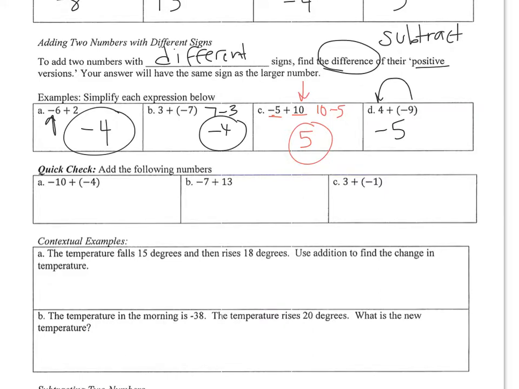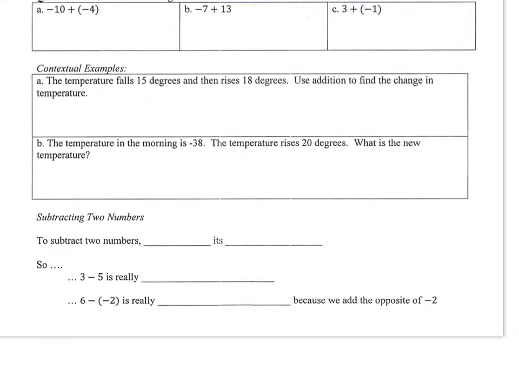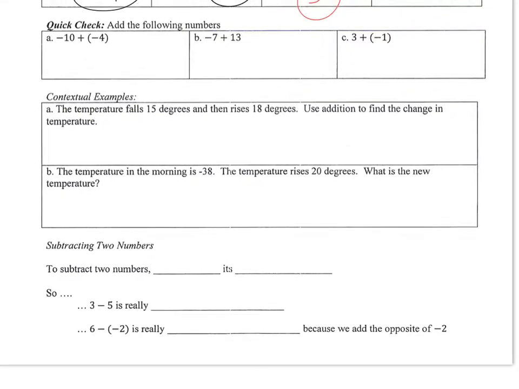So sometimes you just have to look for if they're the same sign or different signs. So -10 plus -4. A negative plus a negative is a negative. 13 minus 7 is 6, and it's going to be a positive 6. 3 minus 1 is 2, and it's going to be a positive 2 because there's more positives. So I'm going to do examples with number lines too in class, but I'm just showing you this rule right here.